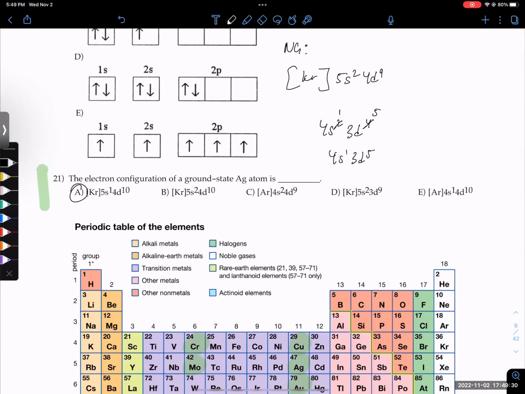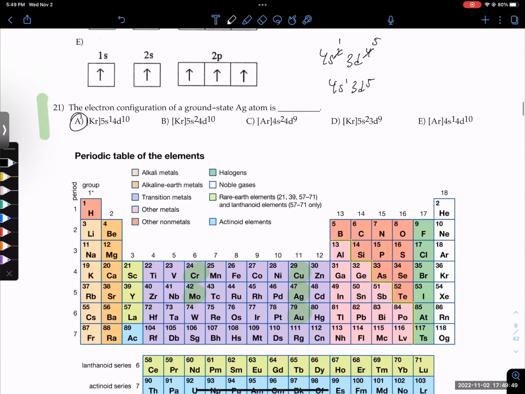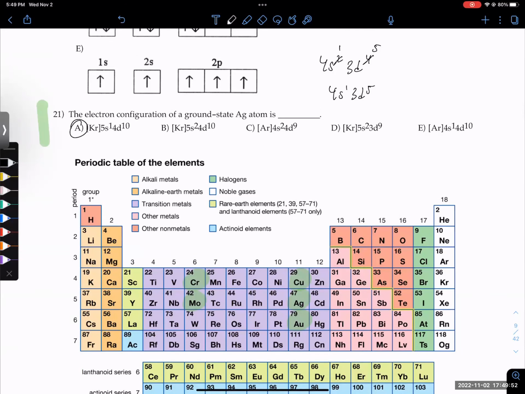A, Kr 5s1, 4d10. That is exactly correct. If we were asked what the valence electrons are for silver, would it be 1 or still 2? It would actually be 1 for the s, and then 5 for the d. So 1 plus 5, there are actually 6 valence electrons.